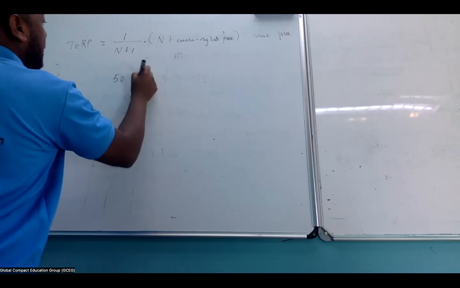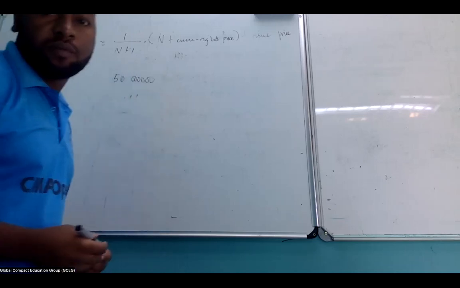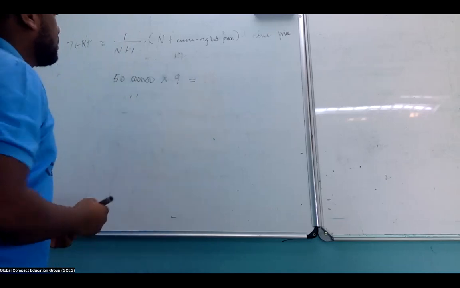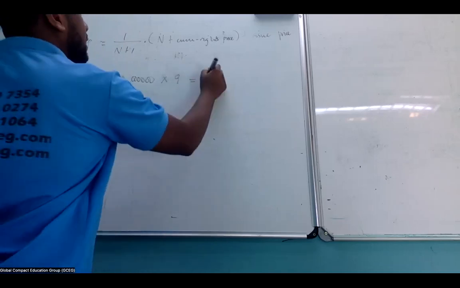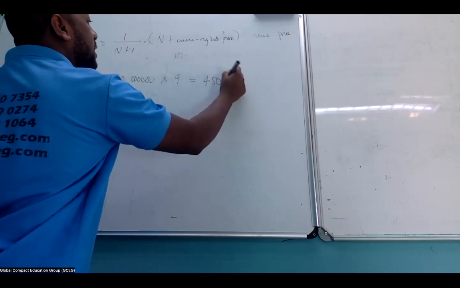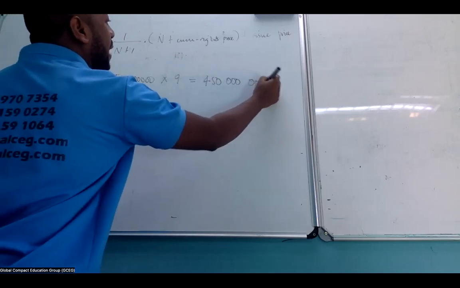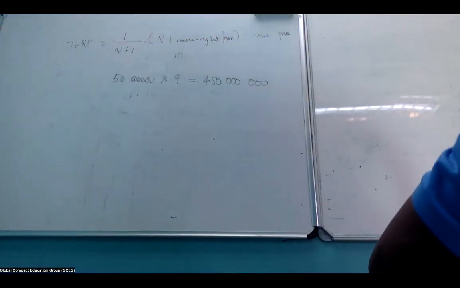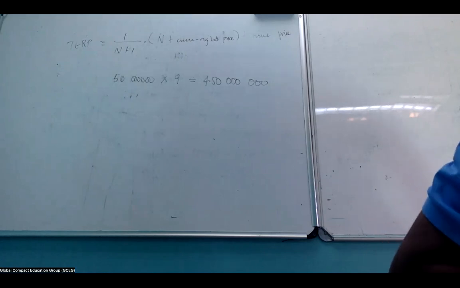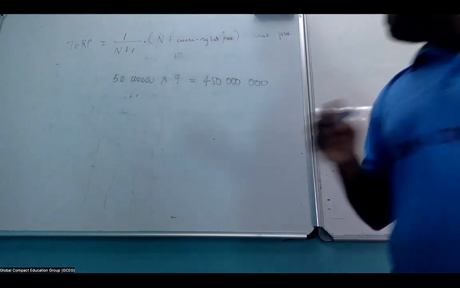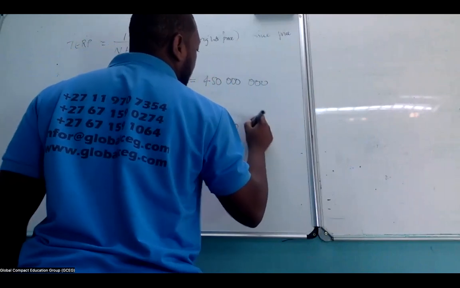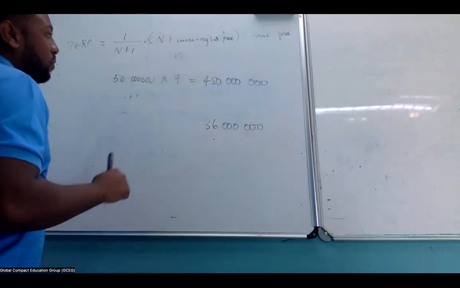$50 million times 9 gives us 450 million. This is the value of the shares. But we want 36 million, right? We want 36 million. This is the value that we want.